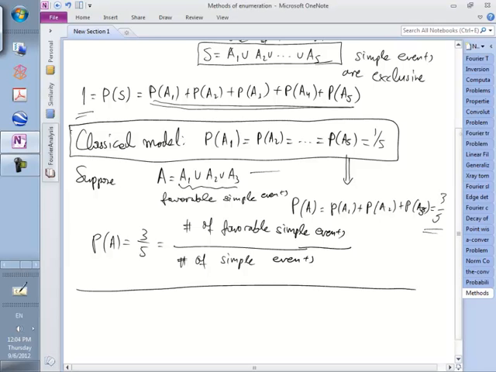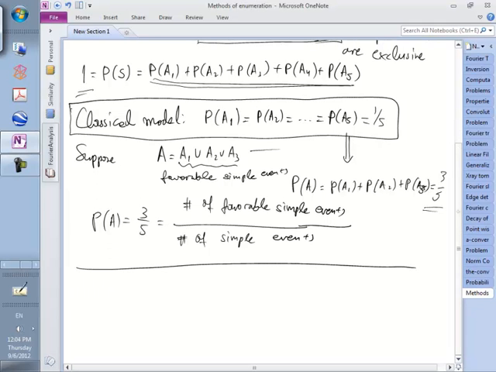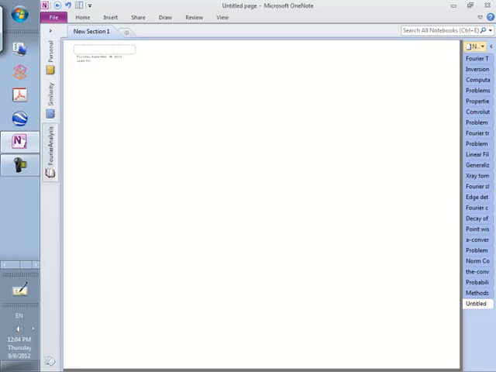And push my screen a bit higher. And actually, let me go to a new page. Here.